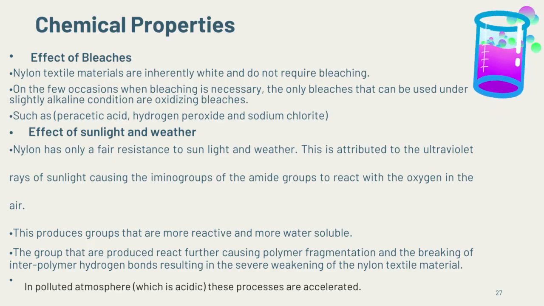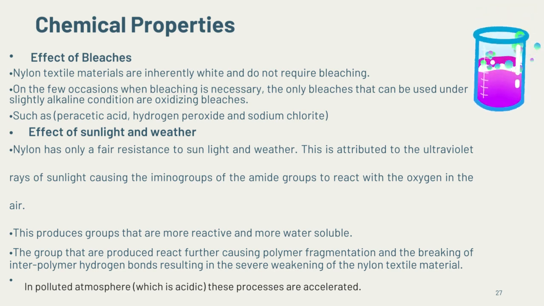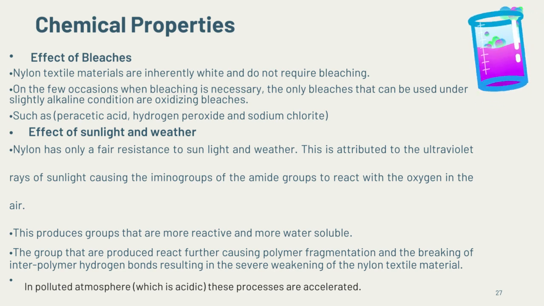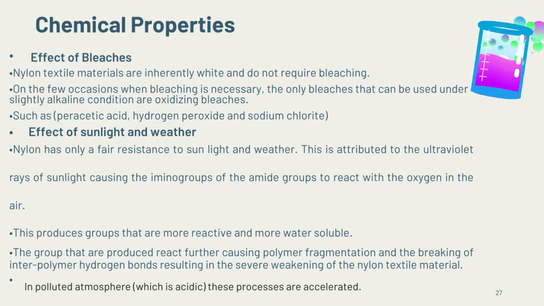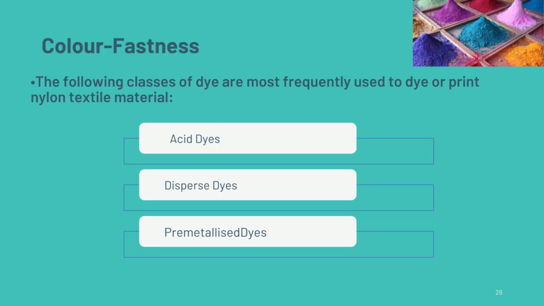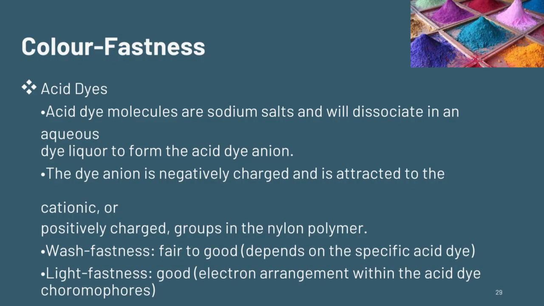Nylon textile materials are inherently white and do not require bleaching. Nylon has only a fair resistance to sunlight and weather. This is attributed to the ultraviolet rays of sunlight causing the imino groups of the amide groups to react with the oxygen in the air. There are three methods that can be used to dye nylon textile materials, which are thoroughly explained in the slides.